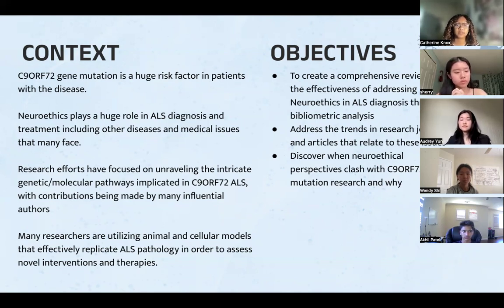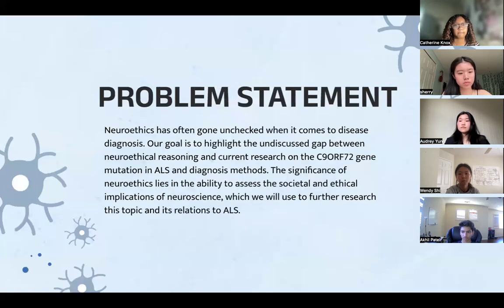Many researchers are utilizing animal and cellular models that effectively replicate ALS pathology in order to assess novel interventions and therapies. Some of our objectives during this project were to create a comprehensive review on the effectiveness of addressing neuroethics and ALS diagnosis through bibliometric analysis, to also address trends in research journals and articles that relate to these issues, and to discover when neuroethical perspectives clash with C9ORF72 gene mutation research and why.